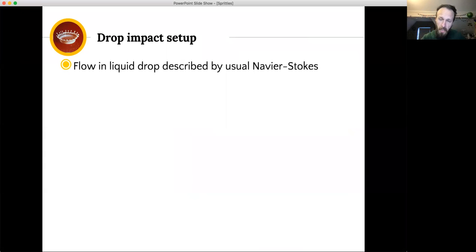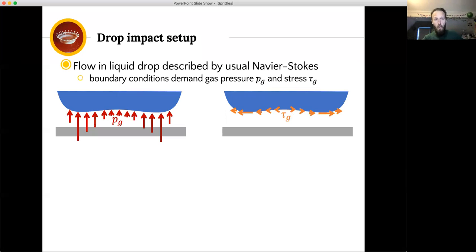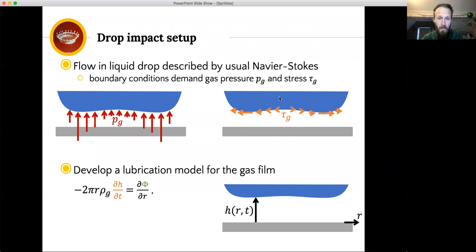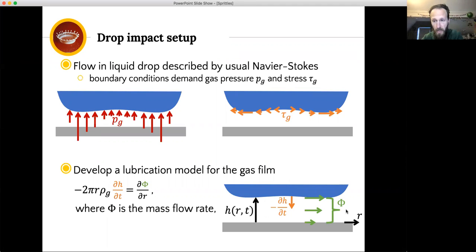So the flow in the liquid drop is still described by the usual Navier-Stokes equations. And what they require is knowledge of the gas pressure and the stresses in the gas as a boundary condition. And what we're going to do is capture that gas dynamics using a lubrication model. So mass conservation gives us the following, and this essentially says that the drop is pushing down, and this creates some mass flow rate out of the film. And we're going to try to work out what this capital phi is.